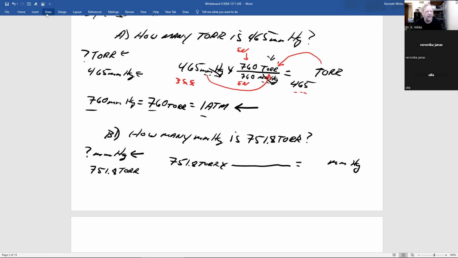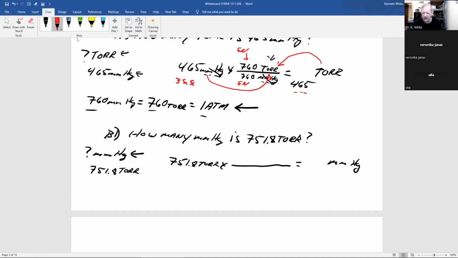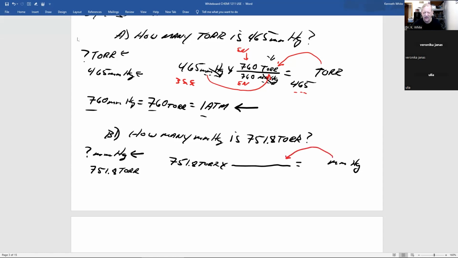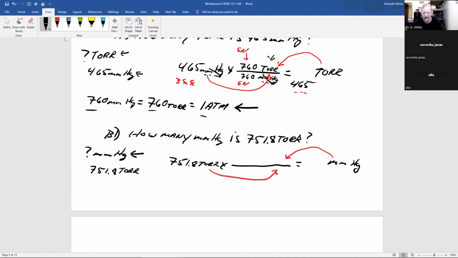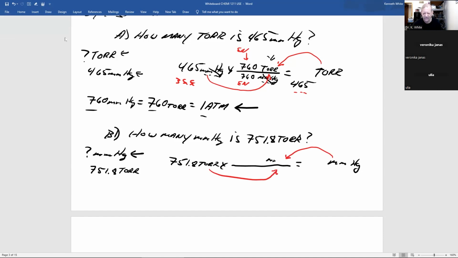And now it's time to use your good buddy, your good friend, unit analysis. Whatever we're trying to get to goes on top of that ratio. Whatever we're trying to get rid of goes underneath. And I'll write it in.